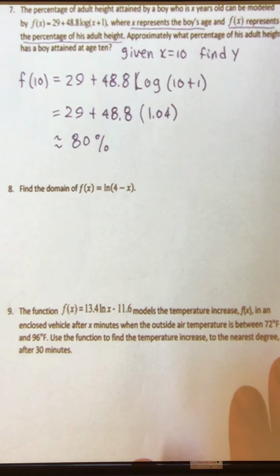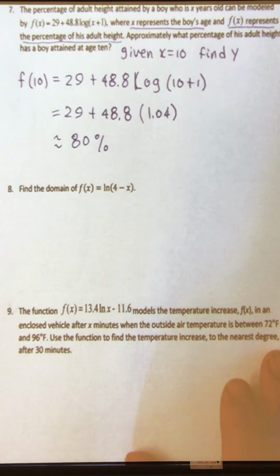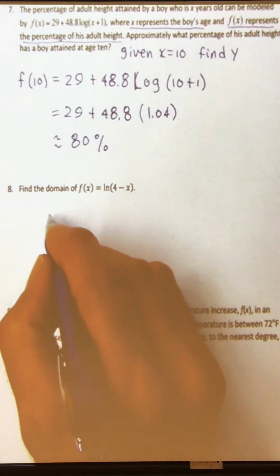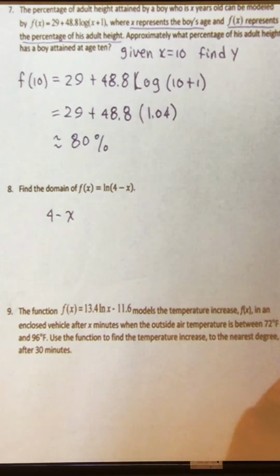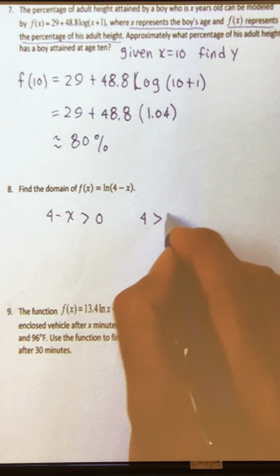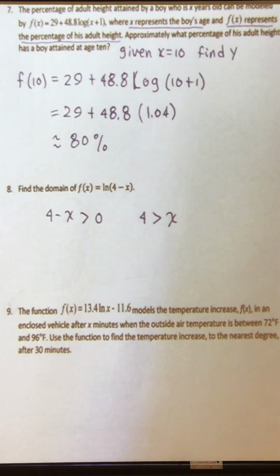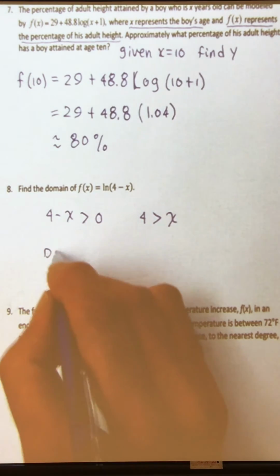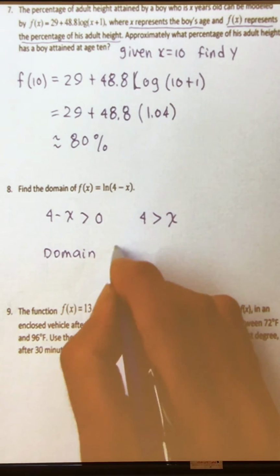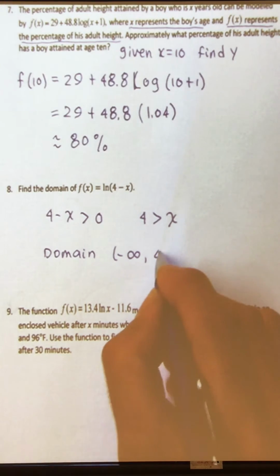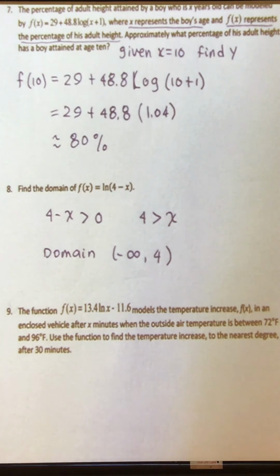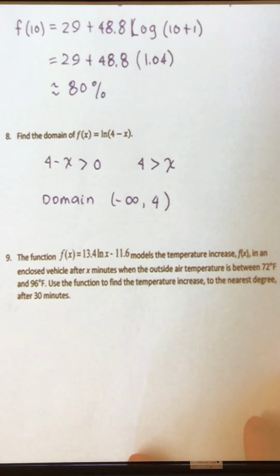Problem 8. Find the domain of the function natural log of 4 minus x. We'll use the same procedure as we did in problem 6, even though we now have a natural log. What we take the logarithm of, here it's 4 minus x, must be strictly positive. Solving for x, we get 4 greater than x. So all x values less than 4 will make the logarithm defined. And our domain then we can write as the open interval negative infinity to 4, not including 4.